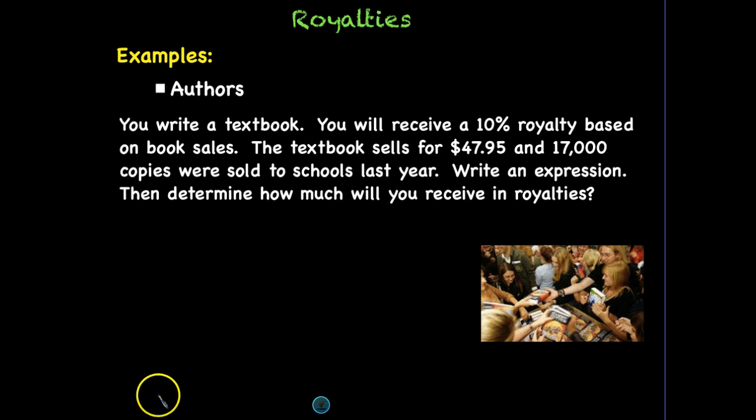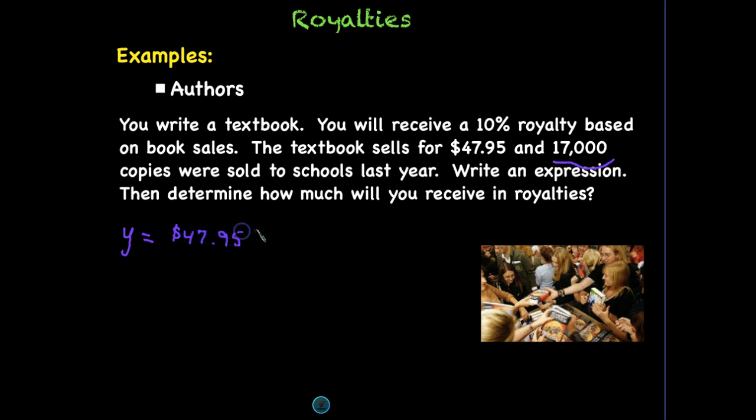Okay, so let's look at it together. We want to write an expression to determine how much you will receive in royalties. Well, if we're writing an expression, that means we don't know how many we sold. So this 17,000 is an unknown at this time. If we want to say that Y is going to be our total income, we can say that Y is going to be equal to, well, we know that each textbook sells for $47.95. So let's use that, $47.95.